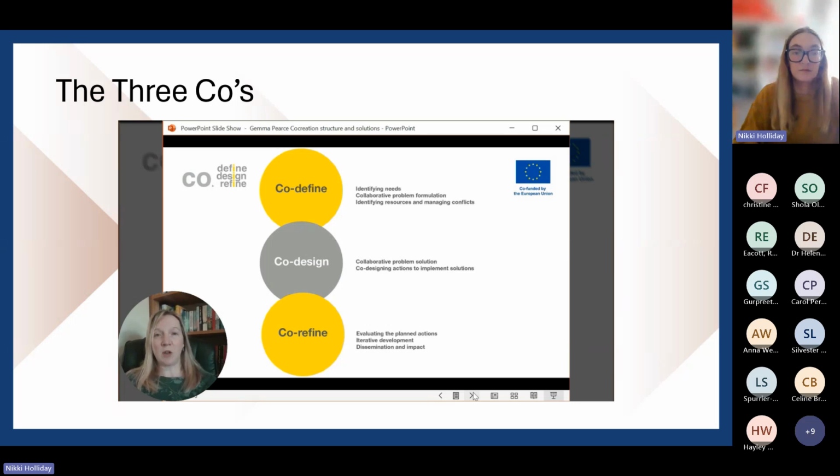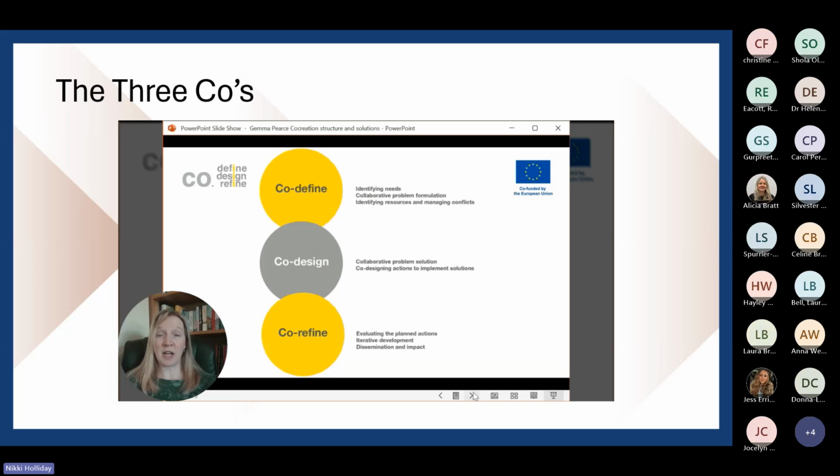The first bit is really your conceptualization, identifying the needs and who will be coming along as the people involved in the co-creation process. Looking at identifying what key challenges you might face and the problems through problem formulation, and then identifying what resources different people bring and managing any conflicts that come up. Thinking about how you're going to engage together is a really key one, and also things like ownership of what you're going to be co-creating.